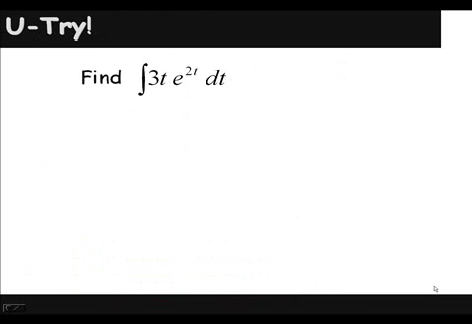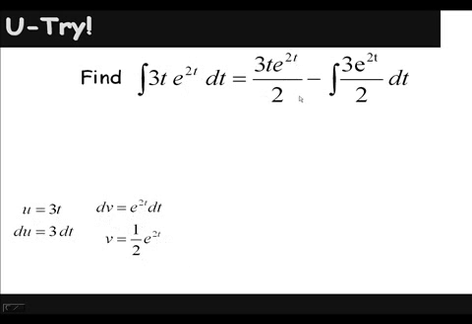Here's one for you to try. You've got the integral of 3t e to the 2t. When I did this, I let u equal 3t. So du is 3 dt. Then dv has to be everything that's left, which is e to the 2t dt. The antiderivative of dv is v. The antiderivative of e to the 2t is 1/2 e to the 2t. So we'll plug that in the formula. This is u times v minus the integral of v du, already multiplied together.